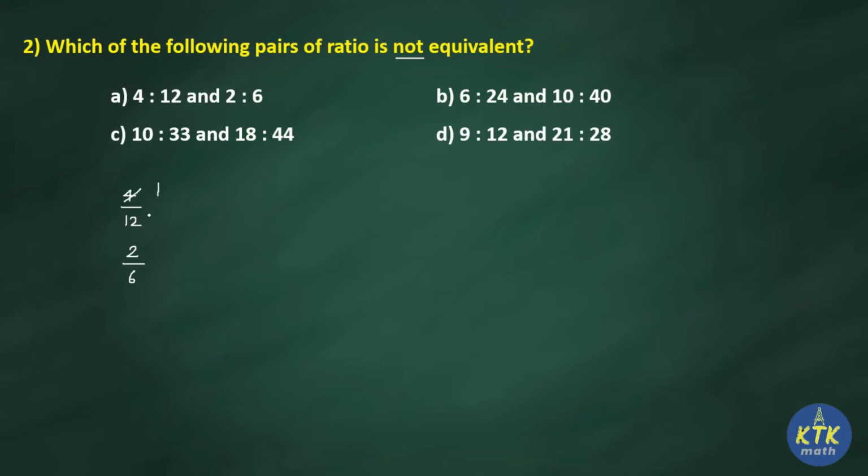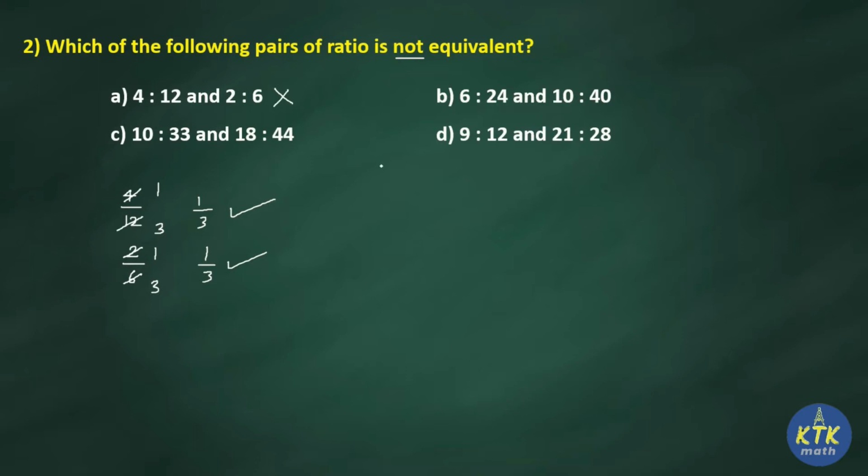1 4s are 4, 3 4s are 12. So this is nothing but 1/3. Here also 1 2s are 2, 3 2s are 6. So 1/3. So this is one method of verification. Both the fractions are same. When I am reducing the fractions, both are same. Therefore option A is not going to be your answer.